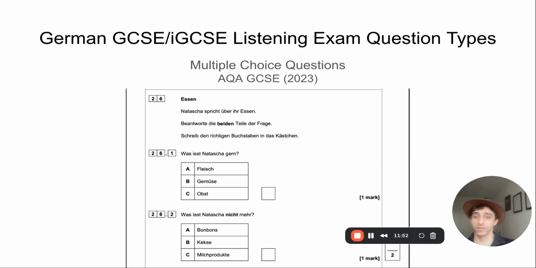So the first thing to do for these, as always, is to read over the question, make sure you understand all instructions. Then what I would do before the audio has even started, ideally, is to read through all of the questions and options as much as you can. Read through, for example, Fleisch, meat, Gemüse, vegetables, Obst, fruit, and make sure that you understand all of those, because that can really help. And that means that you know what to listen out for once the audio does begin. So that makes it quite a bit easier.